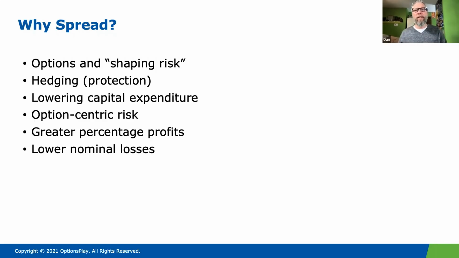But when I use options, I can control my risk. I can hedge and protect my portfolio, or even a stock on an individual trade. I can lower my capital expenditure on a trade. I can trade what is called option-centric risk, meaning I can make money from time passing, or if implied volatility changes. I can even take on leverage. I can get a greater percent profit when the trade goes my way. And at the same time, I can also have lower dollar amount losses.